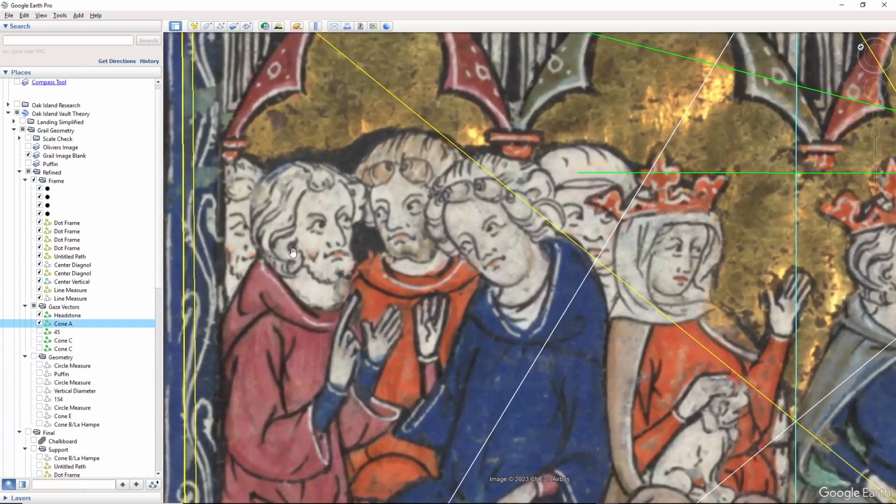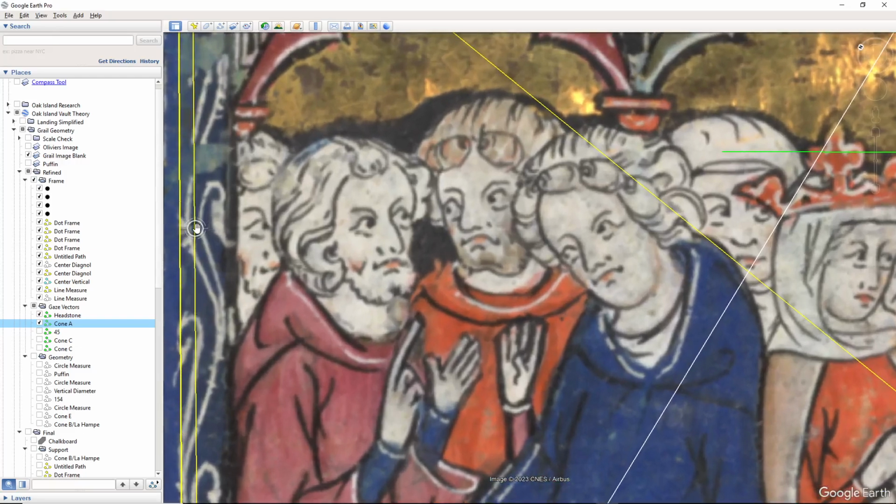The next thing is we go over here and we look at these people here. Now, Olivier had done his gaze from this man right here. However, there is no way you can get it to intersect the vertical line from this man, this gaze right here. So I looked at this further and I see this woman or man or whatever is looking over at this guy right here.